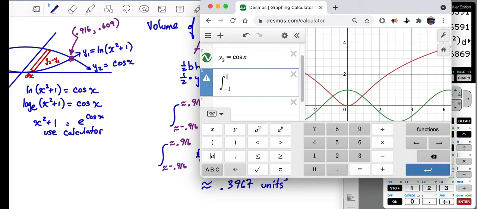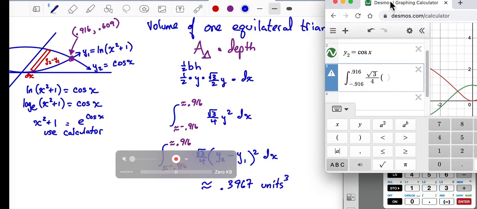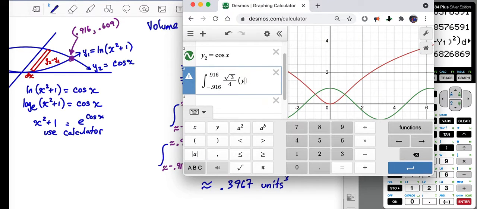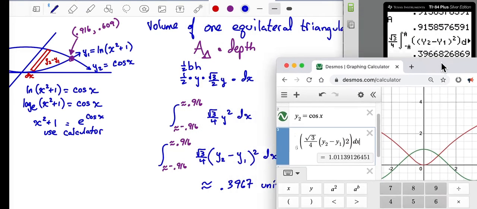We do negative 0.916, positive 0.916, radical 3/4. Then we had the y1, what was it, y1? It was y2 minus y1. Close it up and square it. I forgot to open parentheses for the whole thing, so let me do that. All right, and so you get something that's completely wrong, which is always a good thing.